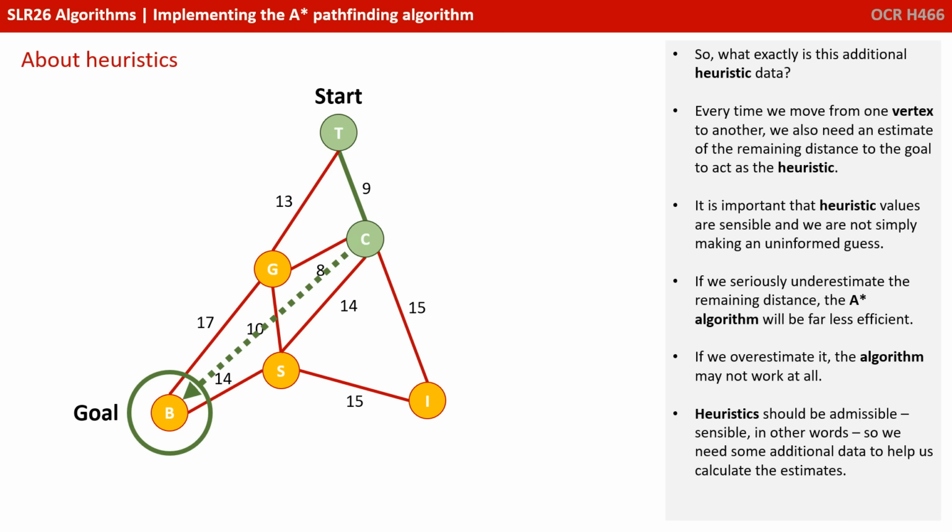So what exactly is this additional heuristic data? Well, every time we move from one vertex to another, we also need an estimate of the remaining distance to the goal to act as our heuristic. It's important that heuristic values are sensible, and we're not simply making some sort of uninformed guess. If we seriously underestimate the remaining distance, the A* algorithm will be far less efficient. If we overestimate it, it might not work at all. Heuristics, therefore, should be what we call admissible, sensible. So we need some additional data to help us calculate these estimated heuristics.